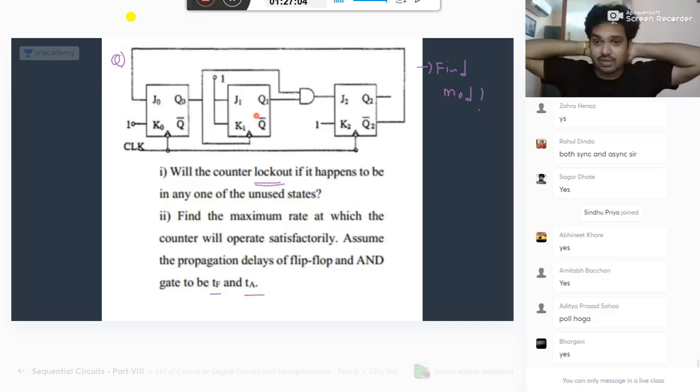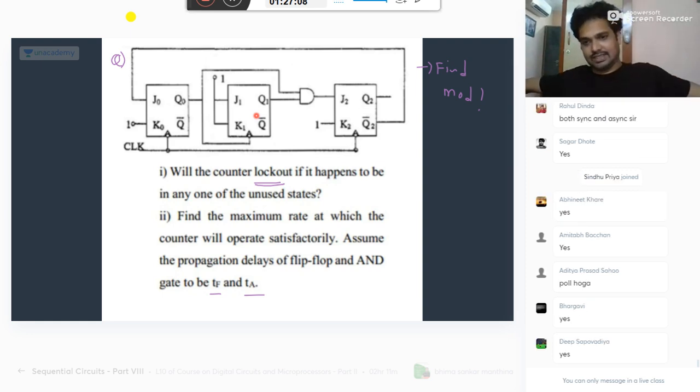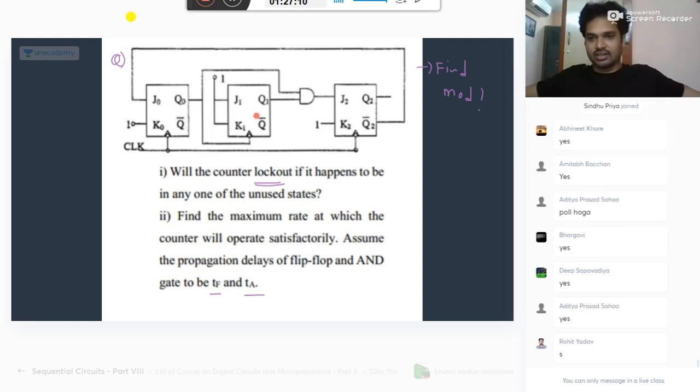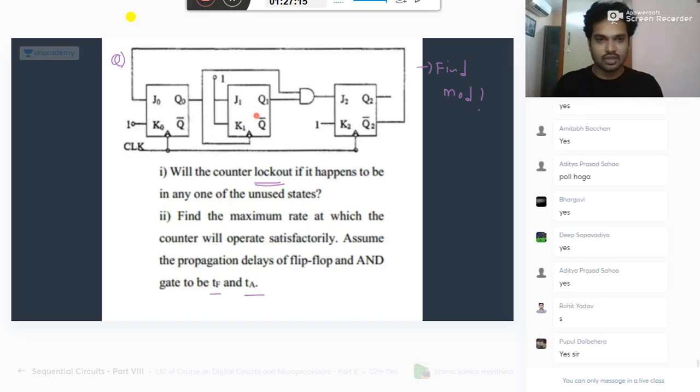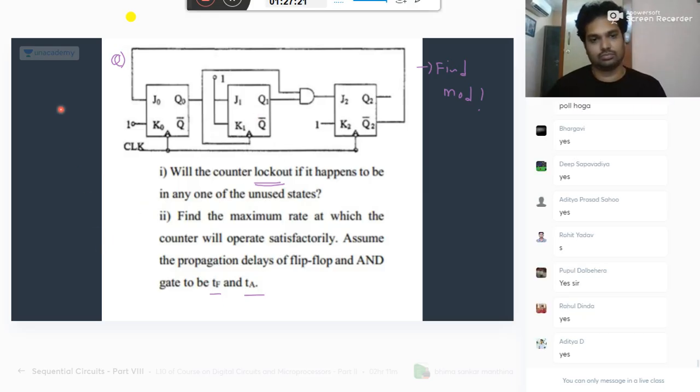So will you try what is the modulus of the counter? You want to try? Okay, give a try. I will conduct the poll. I will wait for 2 minutes. You try. Okay, first try to find the mod.